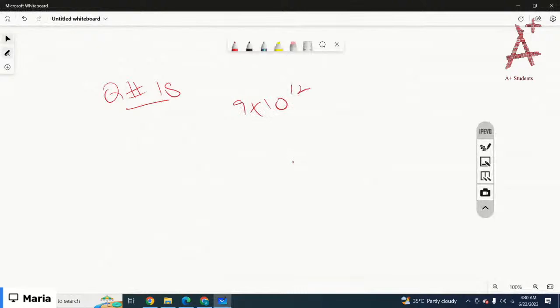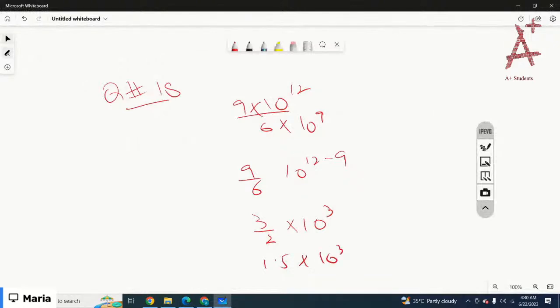You have to do 9 times 10 exponent 12 divided by 6 times 10 exponent 9, got it? It would be 9 over 6, 10 exponent 12 minus 9. So you can divide them by the common factor, it would be 3 over 2 and 10 exponent 3. Either you can write 1.5 times 10 exponent 3. So it would be 1.5 times 10 exponent 3. Got it? Okay, you can complete the rest of the questions by yourself later today.